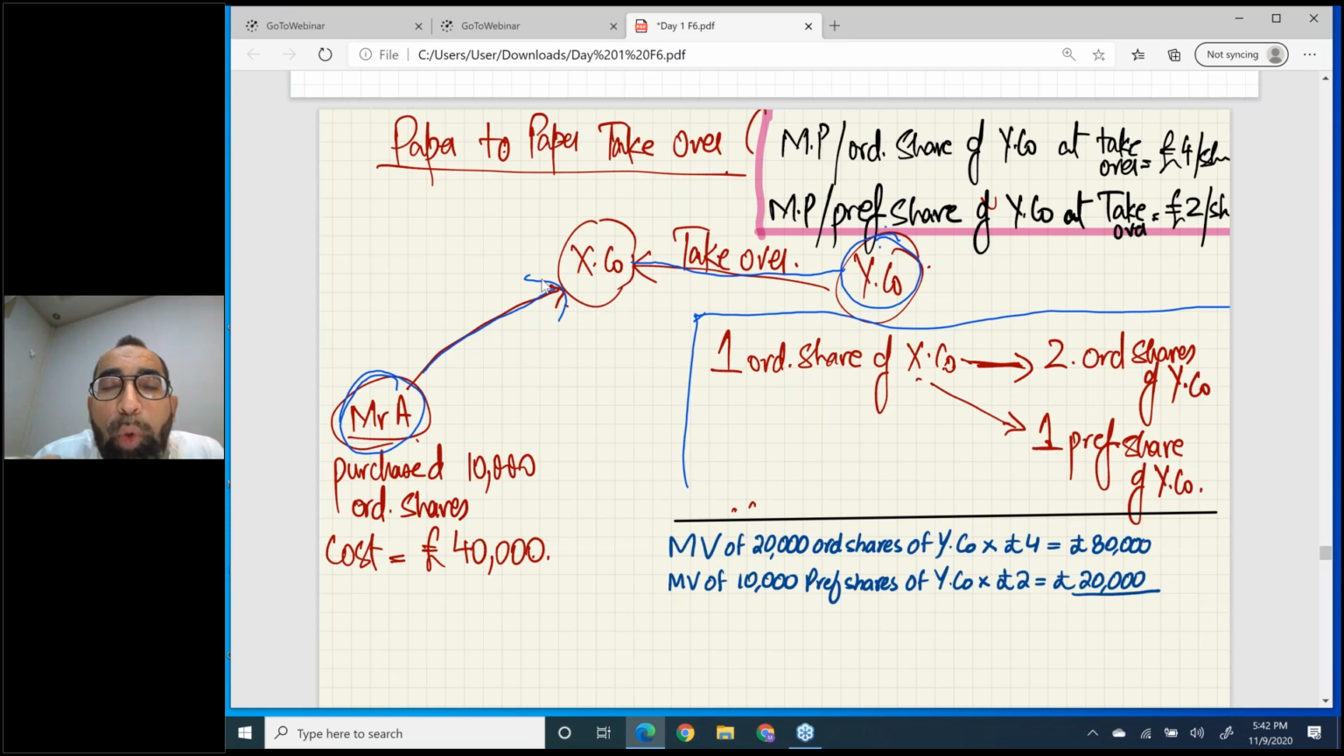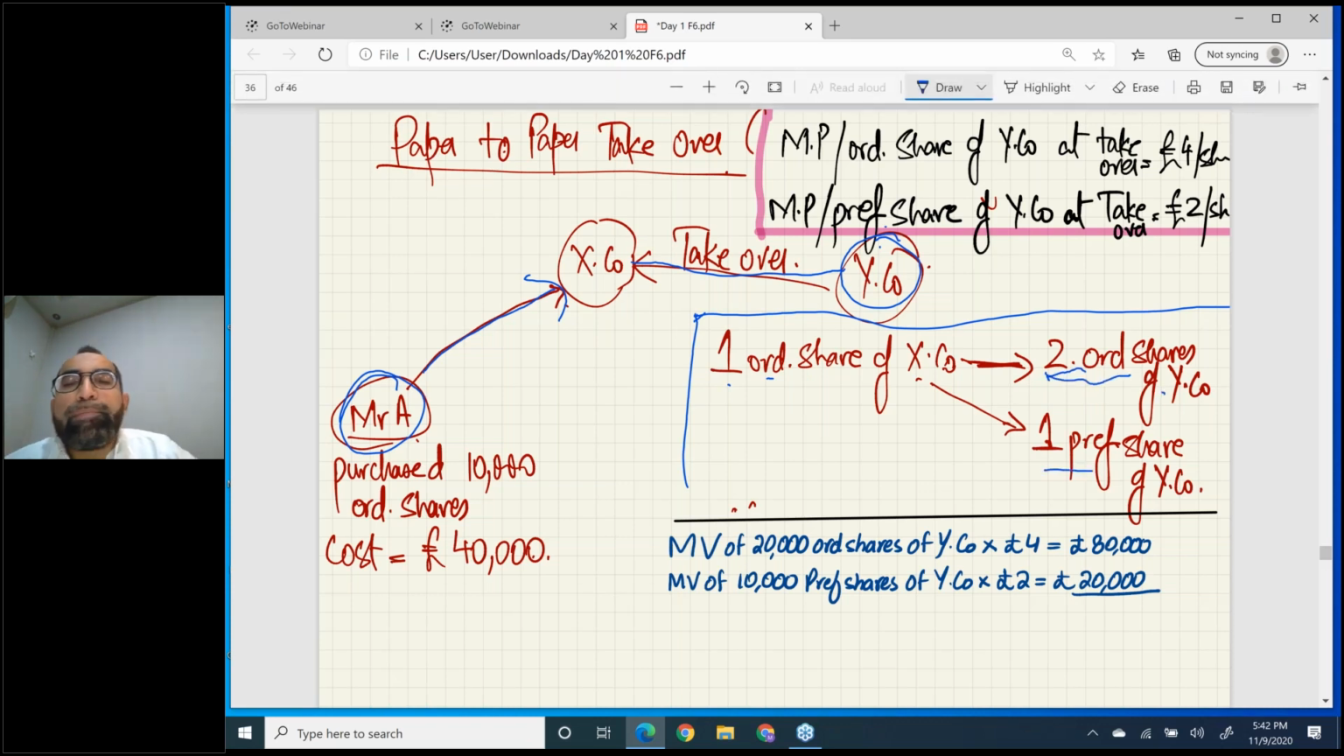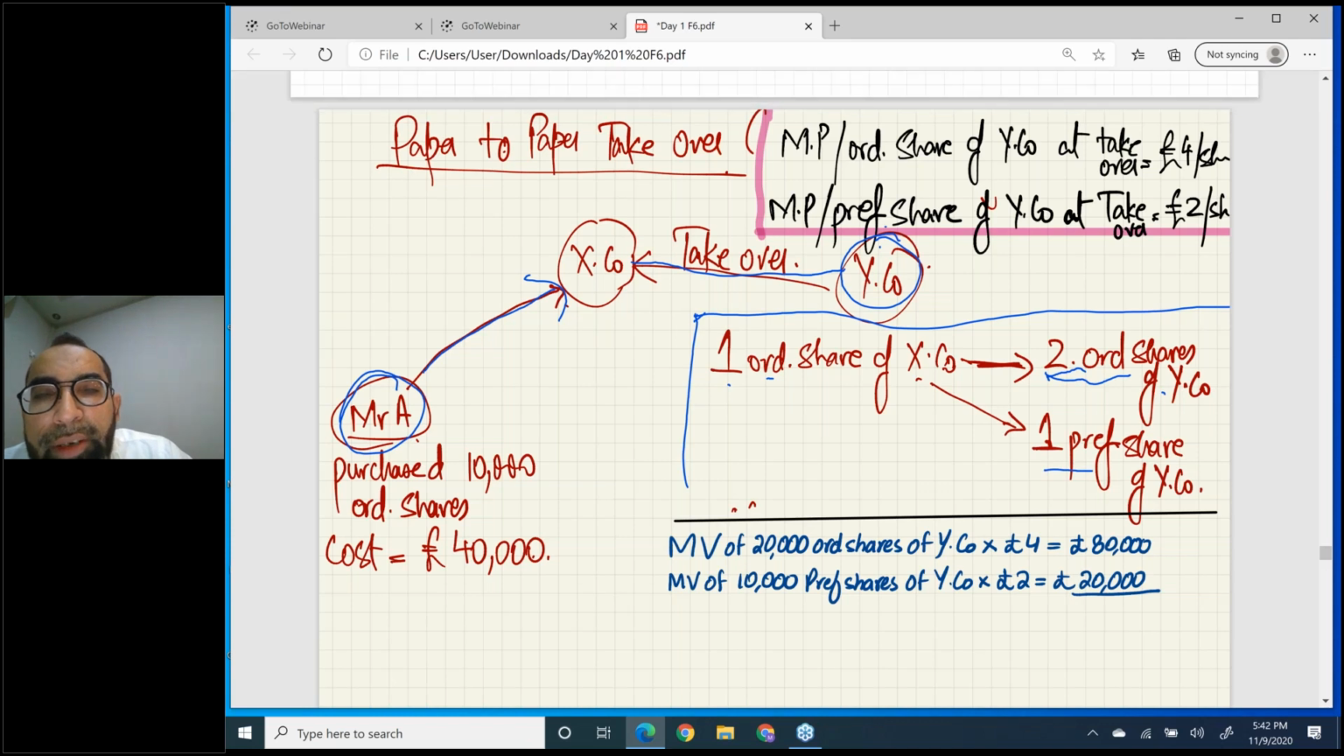What is the deal? Whoever will give one ordinary share of X company to Y company, in return Y company will immediately give two ordinary shares of Y company and one preference share. Just think it practically. At the time of takeover, obviously Mr. A also received this offer and Mr. A accepted it.